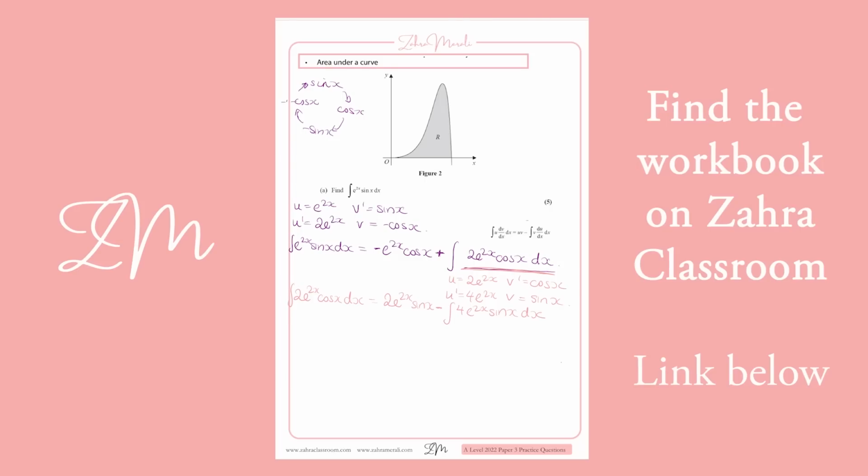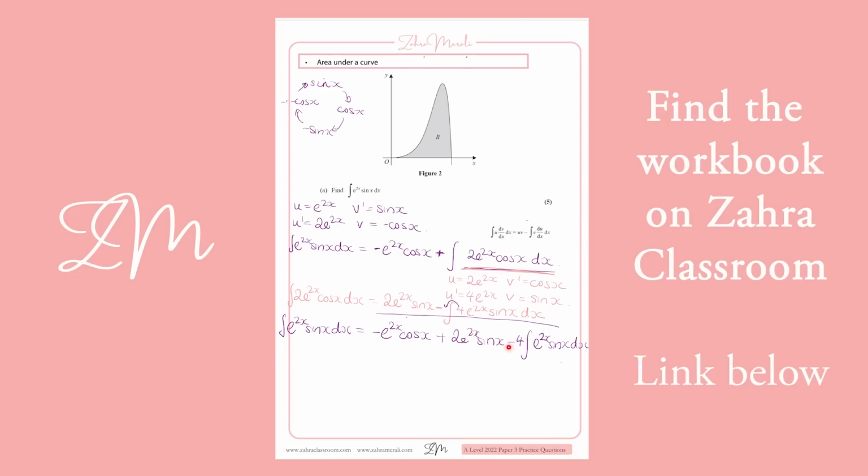And this is where it comes in. You're going to put it all in one big long line. So you've got the integral of e to the 2x sine x dx equals minus e to the 2x cos x plus all of this. So that's replacing that. Sine x minus, and remember I can take a value outside of the integral sign.